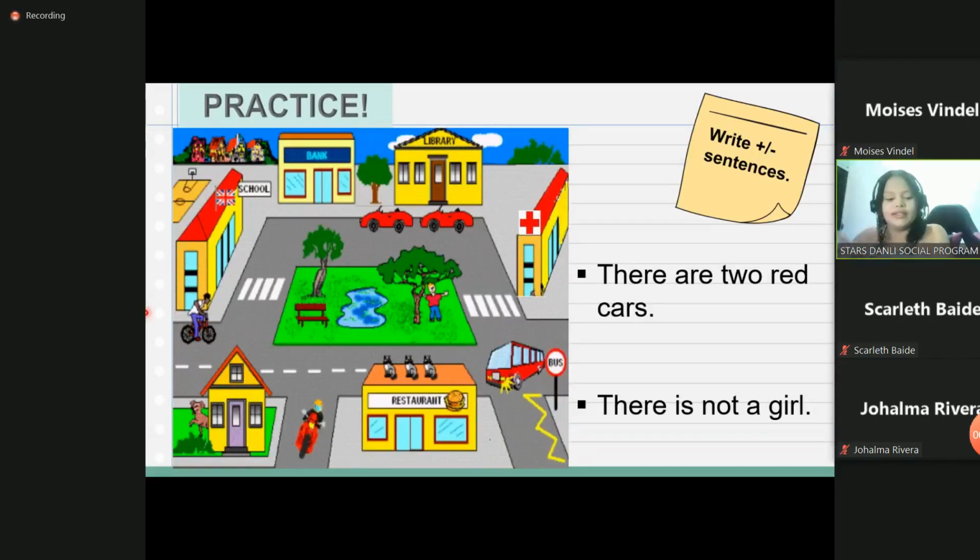En este caso, recuerden que vamos solamente con there is or there are en positive form. We're going to start with positive.